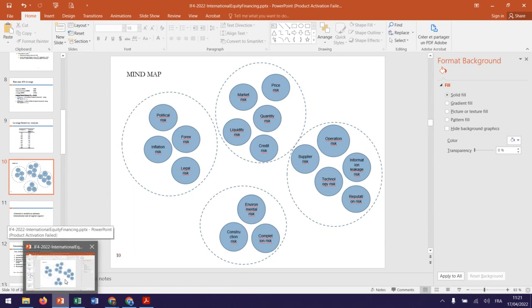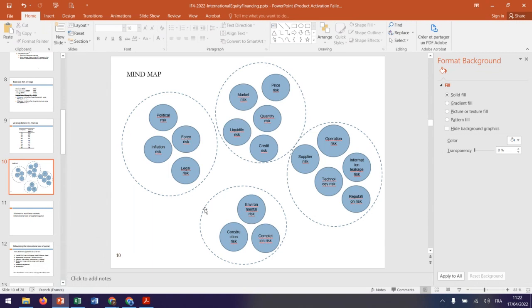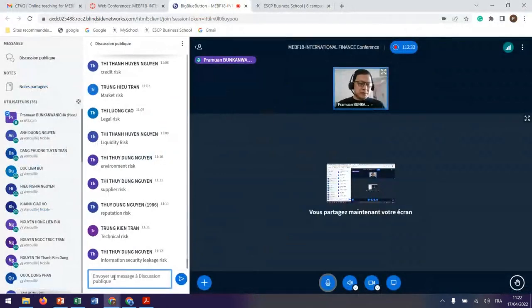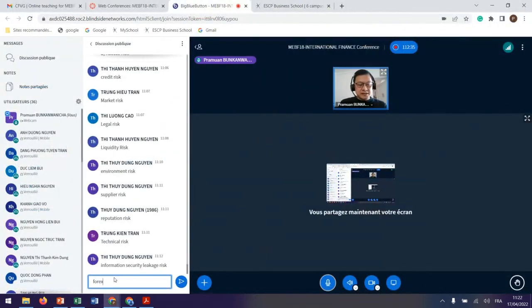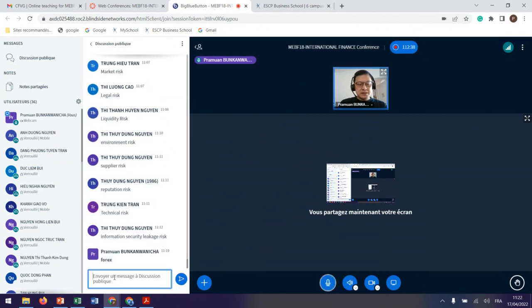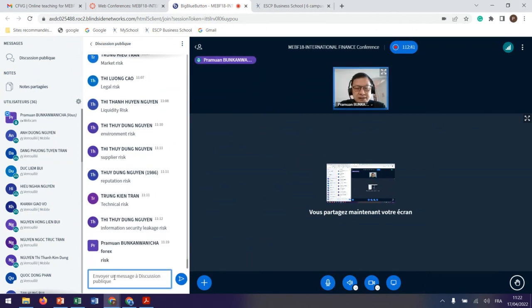Everybody see my map of the way I identify this. So if it's small, we're going to take it small. Okay, if it's big, we're going to highlight it. For example, do you think the foreign exchange risk is big or small? Foreign exchange risk, let's go one by one. Forex risk. Do you think that this project has big, very big, small, very small foreign exchange risk?